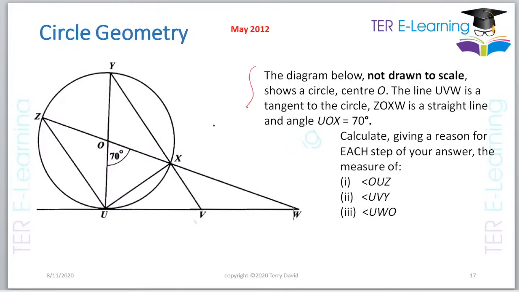So again, they give us a description. The diagram shows a circle with center O. The line UVW is a tangent to the circle, and ZOXW is a straight line, and they give us one angle, which is 70 degrees, and they want us to calculate the first part, which is angle OUZ. So when they give you the question, go to the diagram. So OUZ is this angle here, right? What is OUZ?